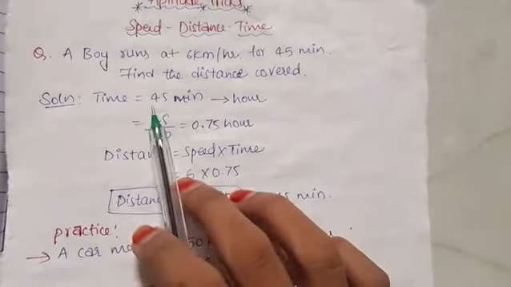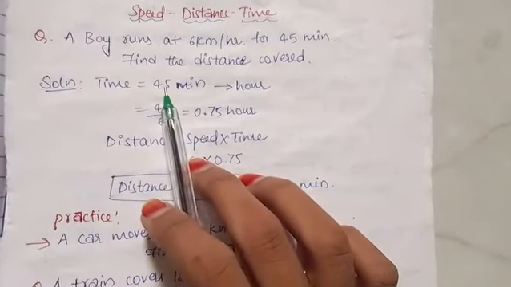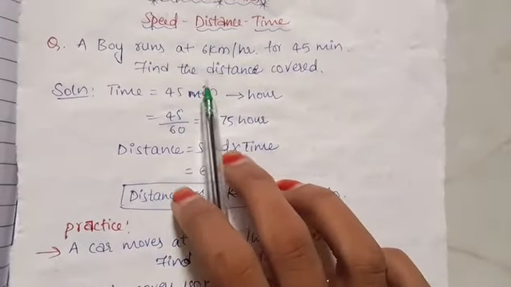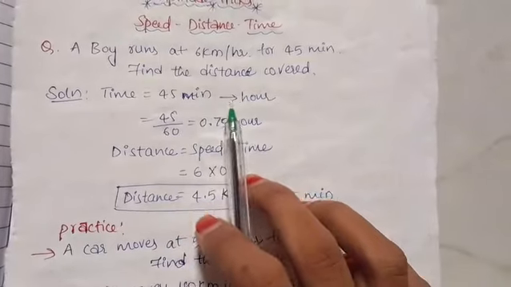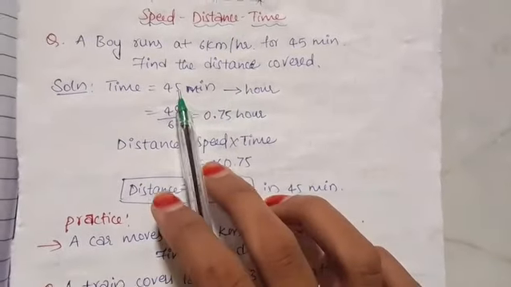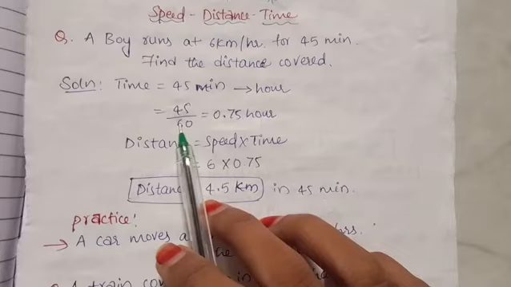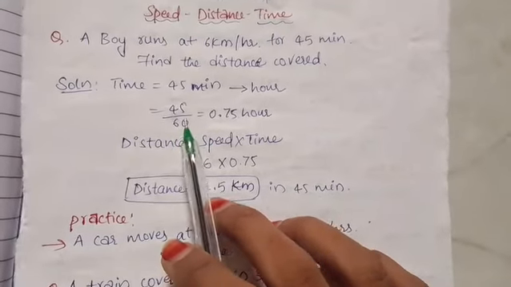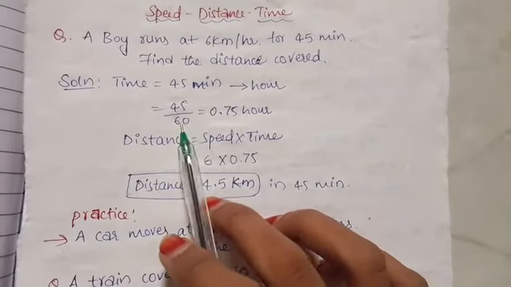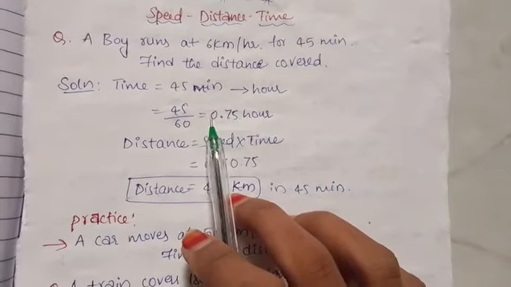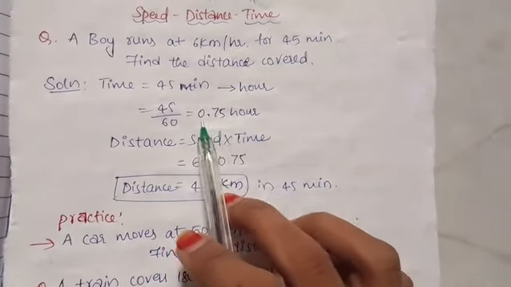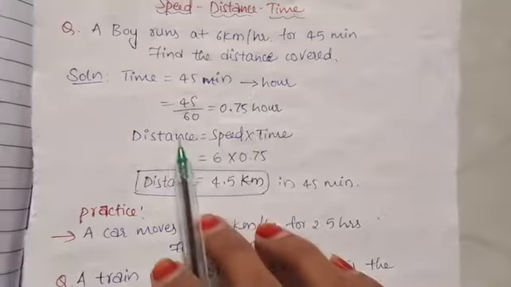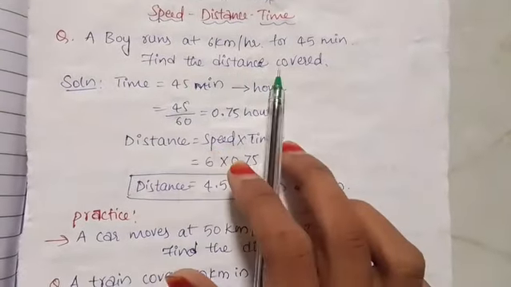Let us solve this step by step. The time they have given is 45 minutes. It is in minutes. We have to convert it to hour. How to convert it? Take the time divided by 60. 60 minutes per hour, right? That's why take 45 divided by 60, which is equal to 0.75 hours. We have to find out the distance here.